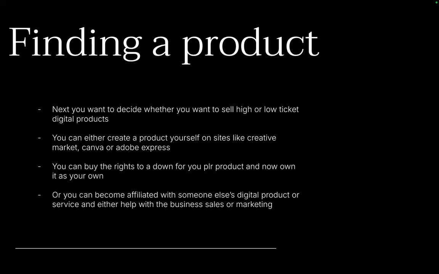Now, in regards to actually finding your product, there's a few different ways you can go about it. You can create a product yourself. Say you've lost a heap of weight, you've stuck to a certain diet that has worked for you, you've stuck to a certain workout plan for 3 to 6 months. You can go out to sites like Creative Market, Canva, or Adobe Express. There's heaps of other ones out there. I just go to ChatGPT and ask for the best websites to create a free digital product. You create one yourself, and then from there you can begin to market it on social media and set up a store with Stan Store.